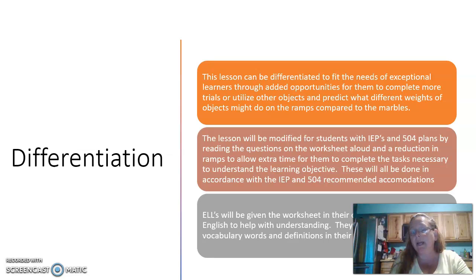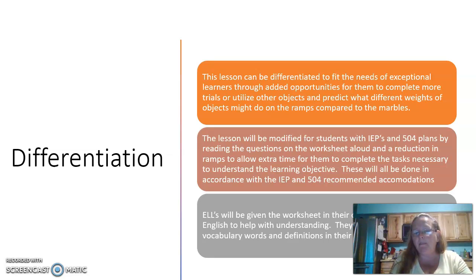changed for students with IEPs and 504 plans by reading the questions on the worksheet aloud for them, and a reduction in ramps to allow extra time for them to complete the tasks necessary to understand the learning objective. These will all be done in accordance with the IEP and 504 recommended accommodations for the students.